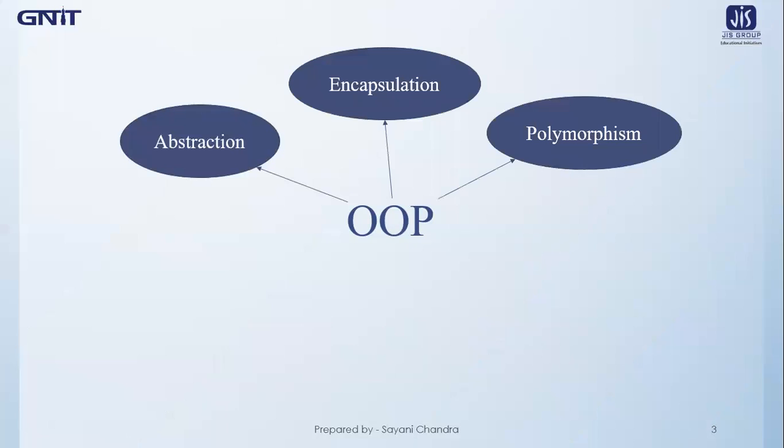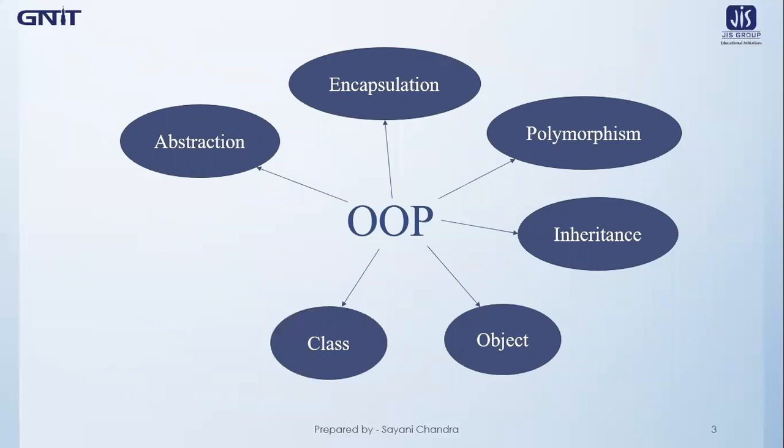So till now we have learned 4 properties of object-oriented programming: abstraction, encapsulation, polymorphism, and inheritance. Let's move on to the next 2 properties, which are class and object. Class and object have already been discussed in a broader way in my 2 previous lectures, so I am not going into detail.